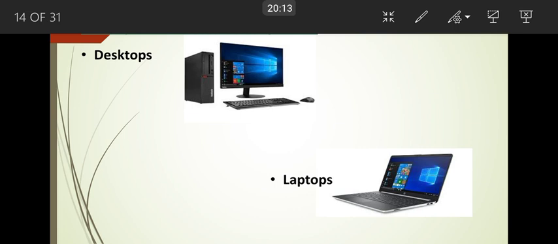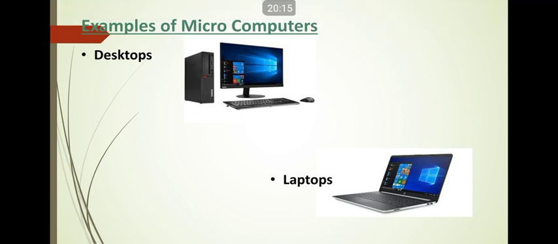Some examples of microcomputers are, the first one is desktop. The second one is laptop. Why is the name desktop given to it? Because the monitor of this type of microcomputer can be placed on the desk. That is why these kinds of computers are known as desktop.